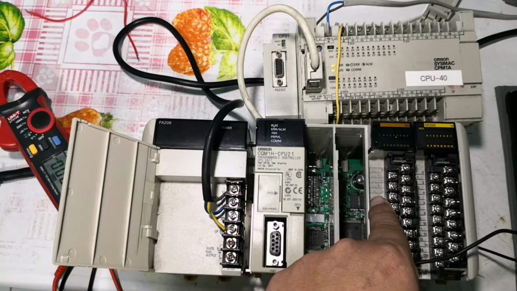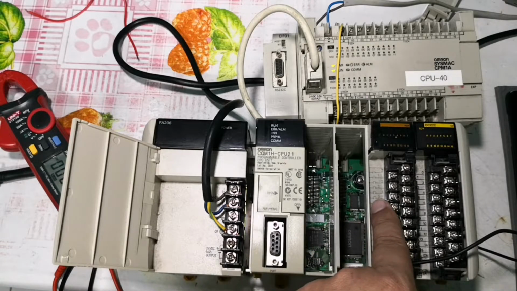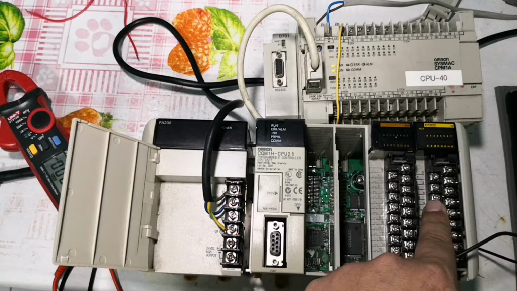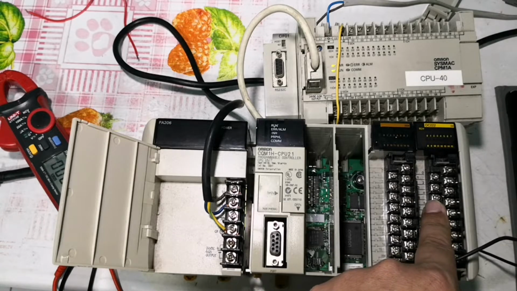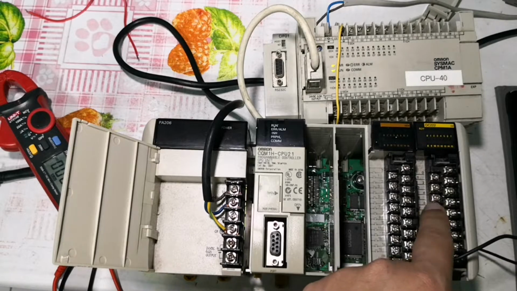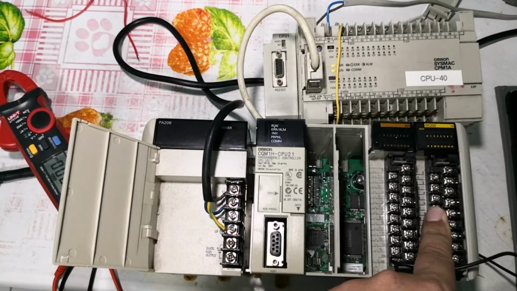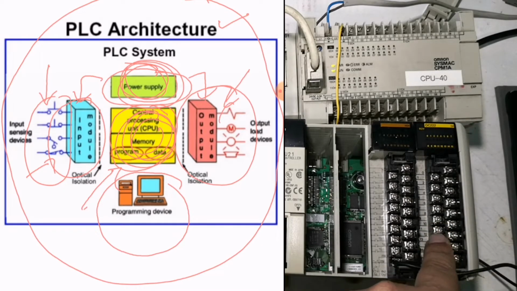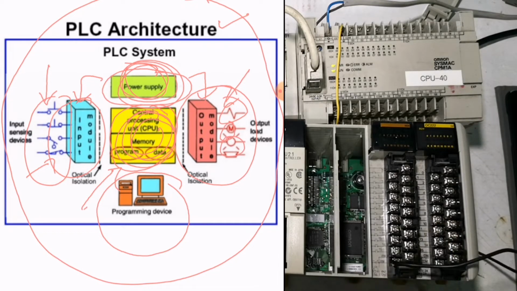And with the program that you write, somehow the CPU will react and give command to the output module. Okay, this is the output module. Your output is probably a relay coil, motor, light, or any other thing like a buzzer. So that is the output module.